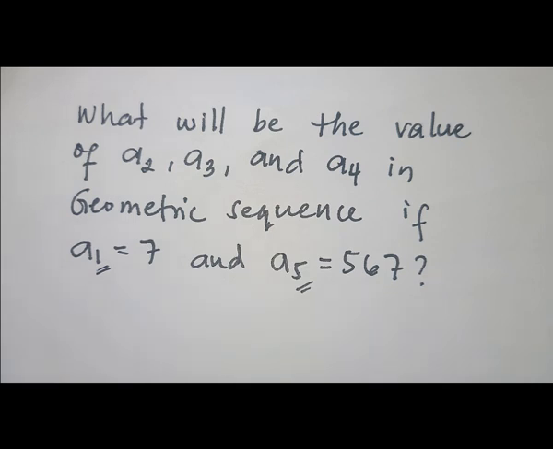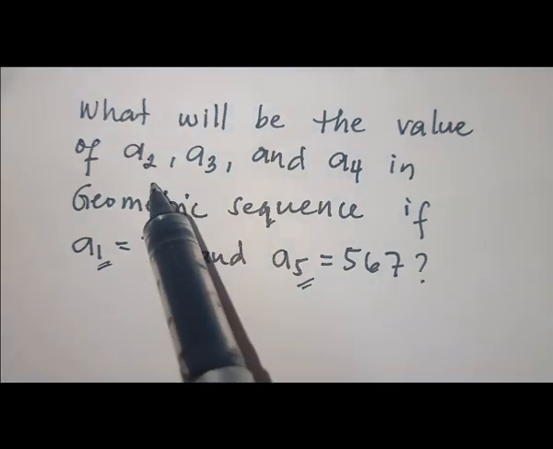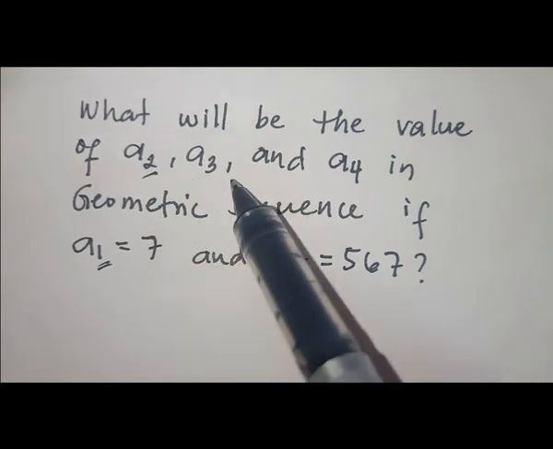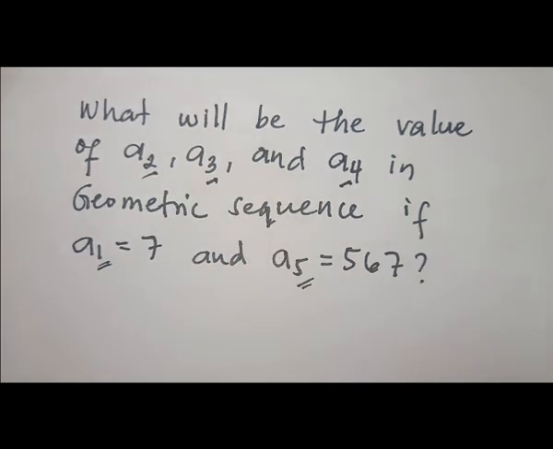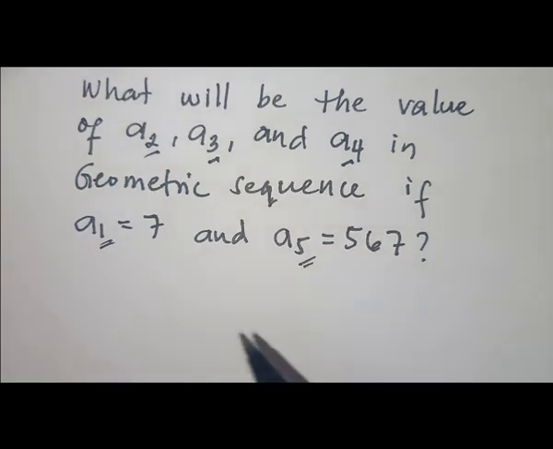Okay, so ngayon, let's have an example of geometric mean. What will be the value of a sub 2, a sub 3, and a sub 4 in a geometric sequence if a sub 1 is equal to 7 and a sub 5 is equal to 567? So, para mahanap natin yung tatlo, let us try to use the formula of geometric sequence.